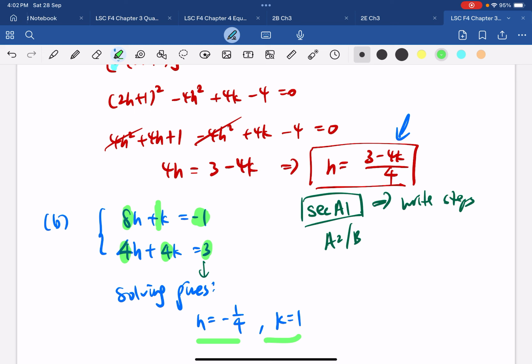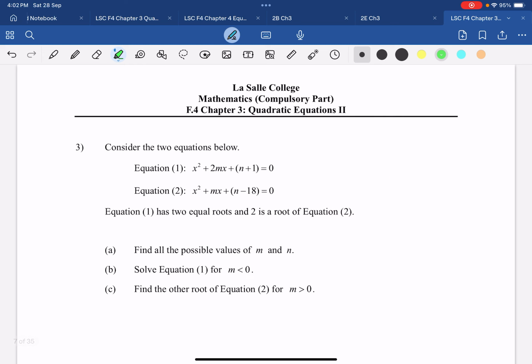So let's go to question number 3. Oh, this one is a bit hard, okay? There are 2 quadratic equations now. Equation 1 is x squared plus 2mx plus m plus 1 equals 0, and equation 2 is x squared plus mx plus m minus 18 equals 0. It says equation 1 has 2 equal roots, which means for equation 1 delta equals 0. And 2 is a root of equation 2, which means x equals 2. Okay, and for part A, find all the possible values of m and n.